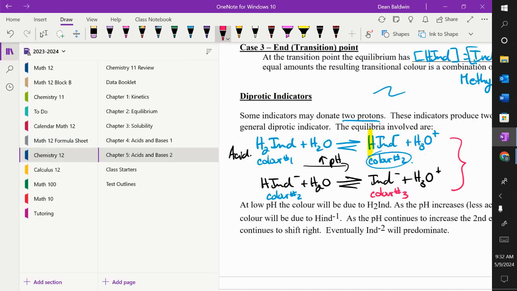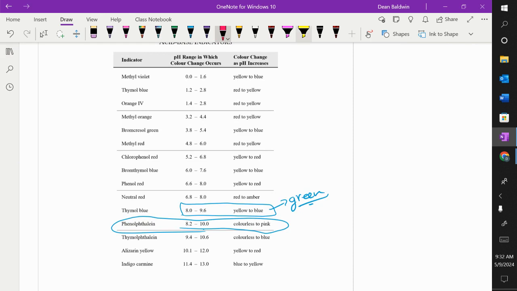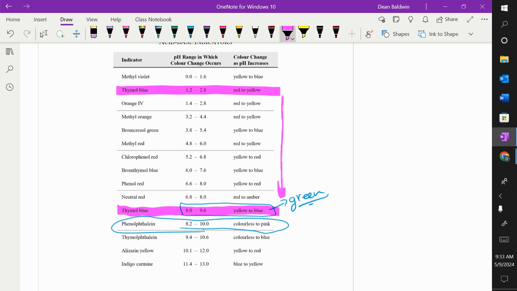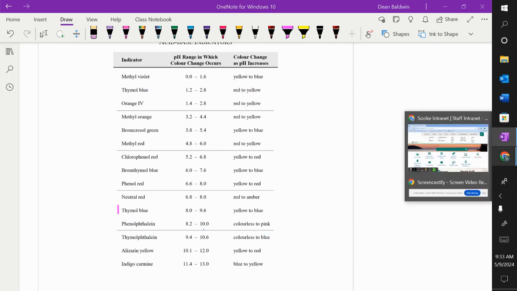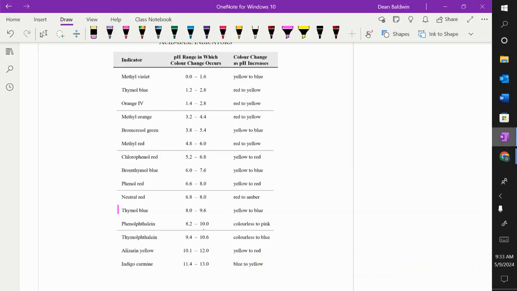In your data package, an example of this would be thymol blue, which transitions from red to yellow in the 1.2 to 2.8 range. And then again, there's a transition from yellow to blue from 8 to 9.6. So it is yellow all the way through this pH range. And then when we start getting up higher, midway through the pH from 8 to 9.6, we change into green and then finally into blue. So if you're doing a big scale pH titration, it sometimes makes sense to use that.